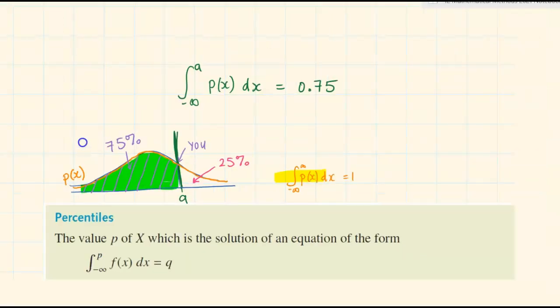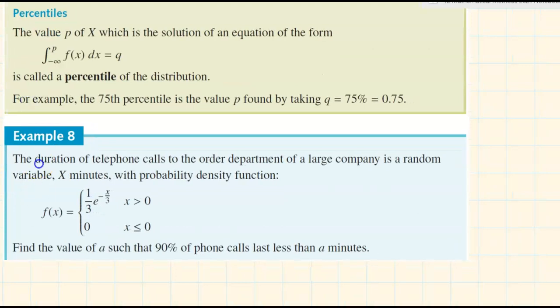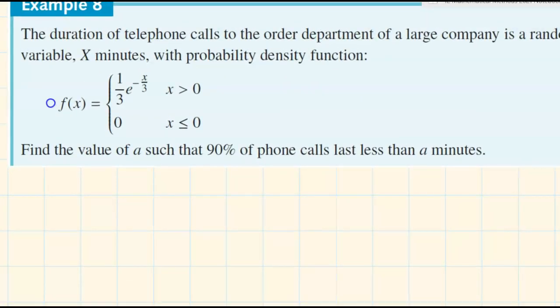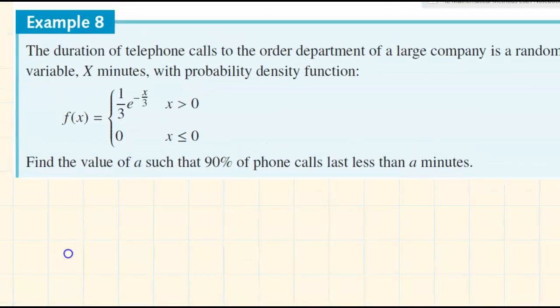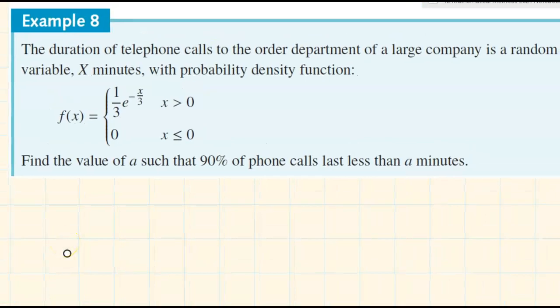All right, so for example, here is a PDF defined for the duration of telephone calls to the order department of a large company, and it's a random variable, x minutes, with the probability density function defined there. Find the value of A such that 90% of phone calls last less than a minute.